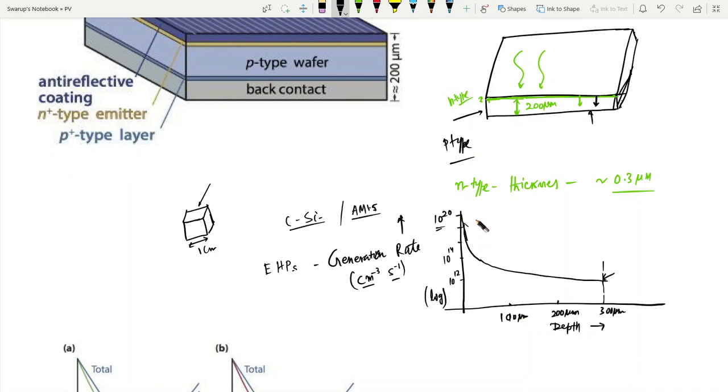If you see the top surface, this is the top surface, and this is the bottom surface here. At the top surface, and maybe somewhere here or even less, to put in scale, here will be our junction. This side we have the N-type and the rest is the P-type on the right side. Typically it is seen that if you take the N-type thickness about this 0.3 micrometer, we get the best efficiency possible.